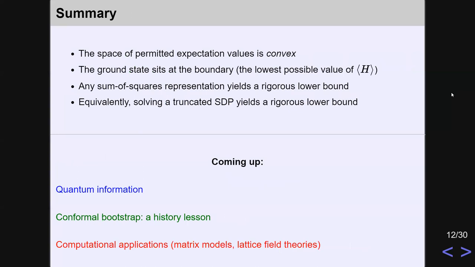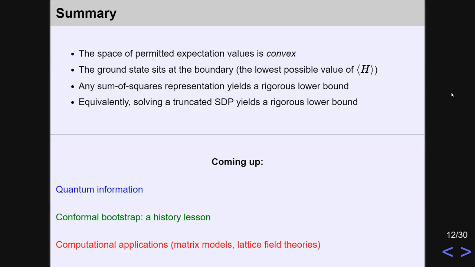Okay. So to summarize what's going on here, this is all just a general setup for how one can tackle quantum mechanical problems. We know that the space of permitted expectation values is some big convex space, and the ground state sits somewhere on the boundary. And to get to the ground state, all we have to do is walk down some linear function, which specifies the Hamiltonian. When I say linear, to be clear, it's linear in expectation values like the expectation value of x squared and the expectation value of xp. Solving a truncated SDP yields a rigorous lower bound. If we removed the truncation, then the lower bound would become tight.